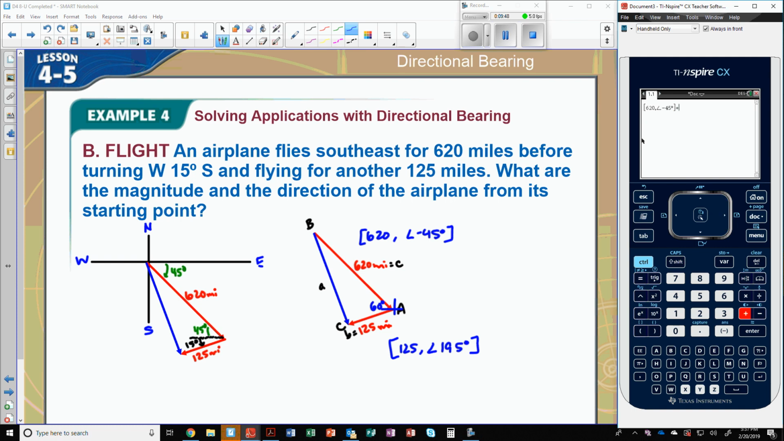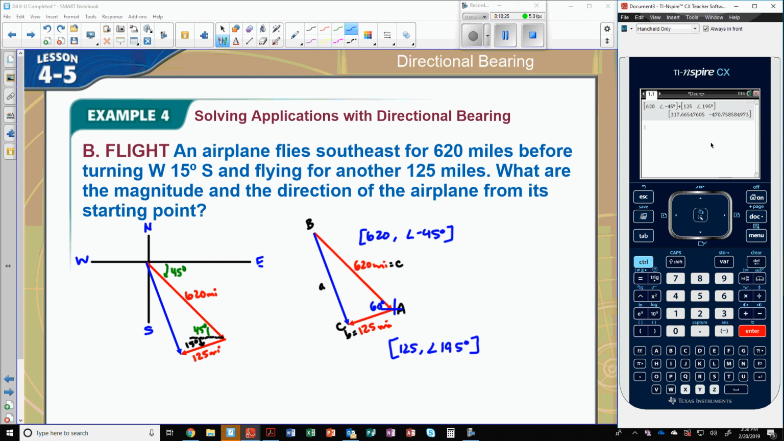Now we're going to add that to what the plane did second. Well, it rotated and went 125 miles on the angle of 195 degrees. Whoops. Let's try this again. 195 degrees. Now, whenever I press enter, this gives me the x and the y. This means it goes 317.6 miles east and then negative 470.7 miles south. That's basically what it's saying.